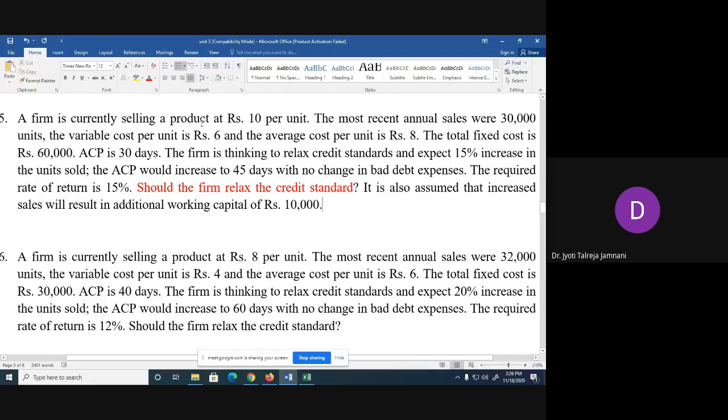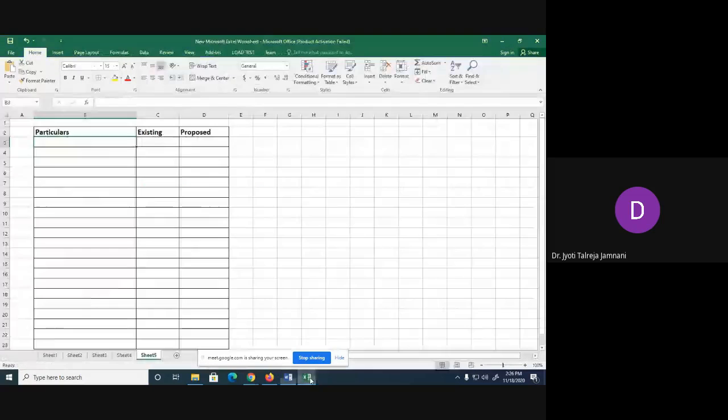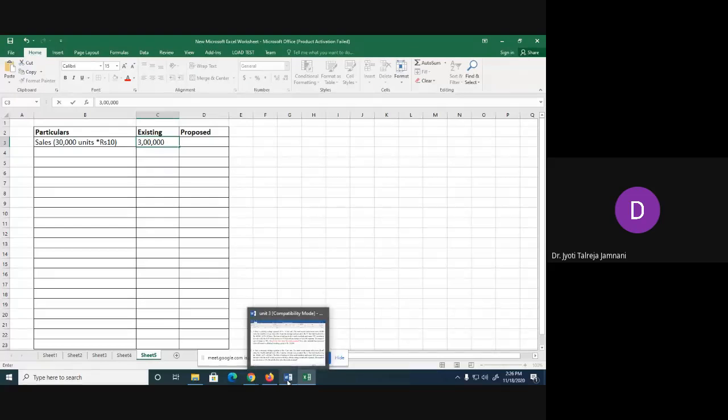A firm is currently selling a product at rupees 10 per unit. The most recent annual sales were 30,000 units. As I told you yesterday, whenever we prepare an income statement, we always start with sales. So they are selling 30,000 units at rupees 10 per unit. So 30,000 units into rupees 10 per unit, the sales will be 3 lakh. This is the existing sales. As of now, the company is selling this much. Any doubts still here?